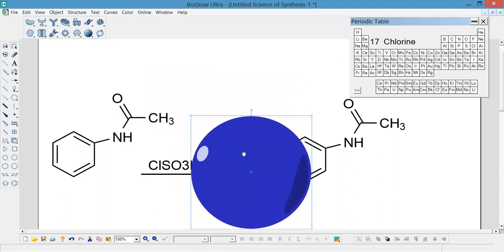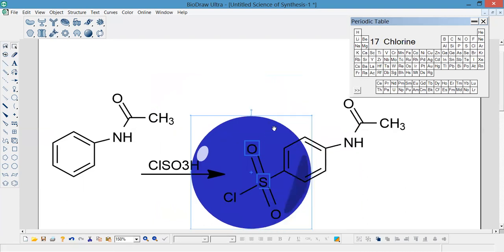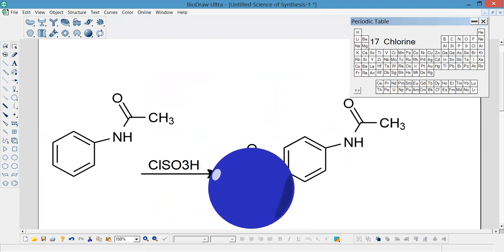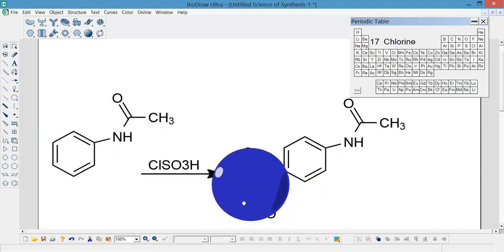Which modification takes place? Okay, add an arrow and make sure that this arrow is sent back behind the structure. Add a big arrow, and make sure that this big arrow is behind the structure. This big arrow should be behind the structure.